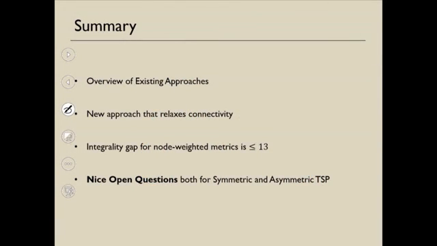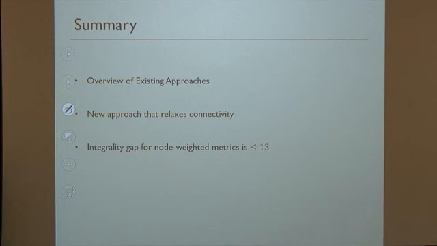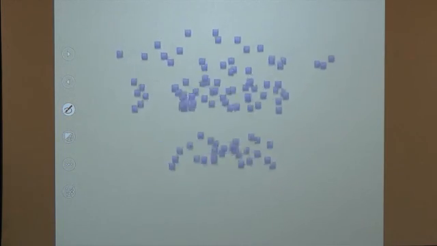Okay, so what did we do? I explained the existing approaches. Then we had a new approach that relaxes connectivity. And actually, you can improve it a little bit. So instead of having 15, you can get 13 for node weighted. But 2 seems to be the right number, and I don't know how to get there. There are nice open questions in both cases. Okay, thank you.